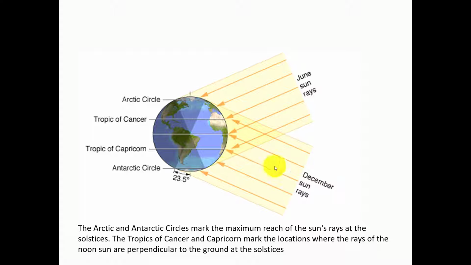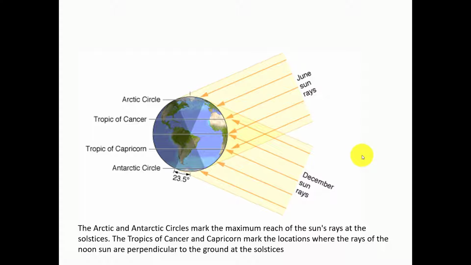The Tropic of Cancer, shown here on this representation, and the Tropic of Capricorn, which is south of the equator, are locations where the rays of the noon sun are perpendicular to the ground at the solstice. Remember that the rays are perpendicular to the equator year-round at 0 degrees, and as the Earth is revolving around the sun, we have varying degrees.